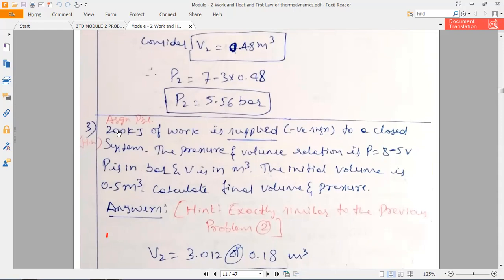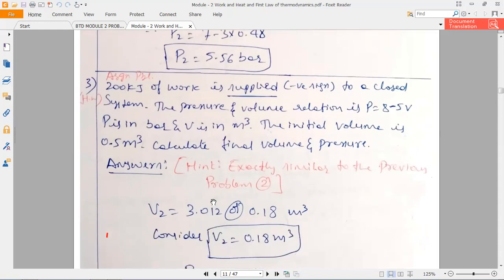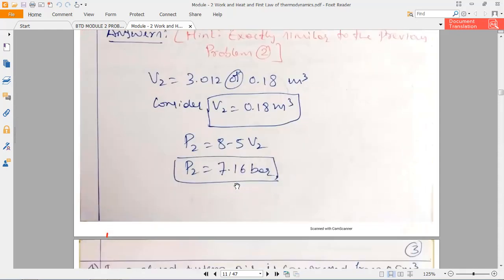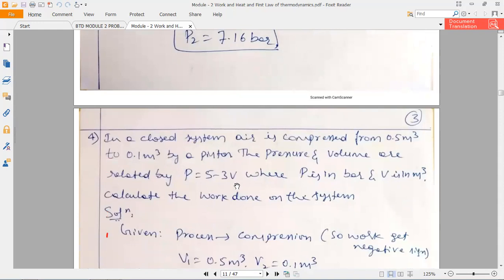And just think that the final volume should be less than 0.5. We can see here the final volume V2 is 0.18, less than 0.5 meter cube, exactly similar to the last problem. In the second column you would do this. This is the assignment for you.